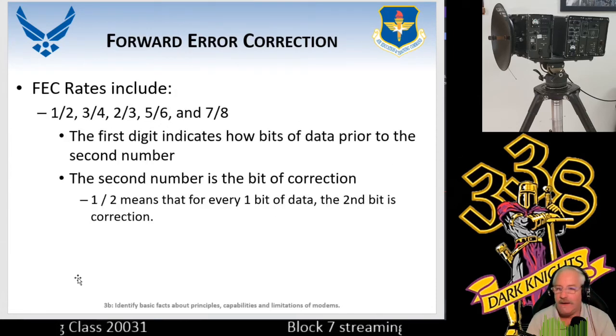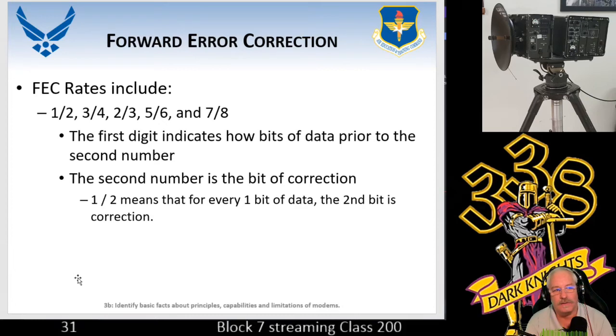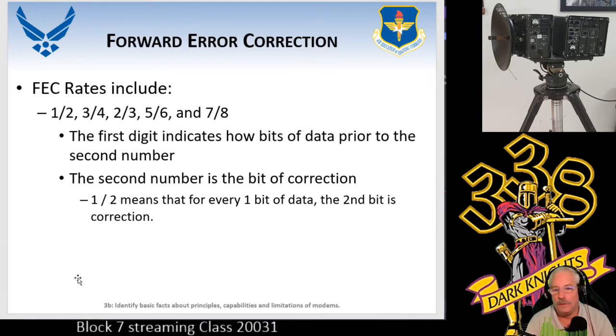So they have forward error correction rates: 1/2, 3/4, 2/3, 5/6, and 7/8. What does that have to do with anything? It means the first number tells you how many bits of information there are, and the second number tells you the total number of bits, including the forward error correction bit. Now, if you look this up on YouTube or any other place, you're probably going to find something called Hamming code.